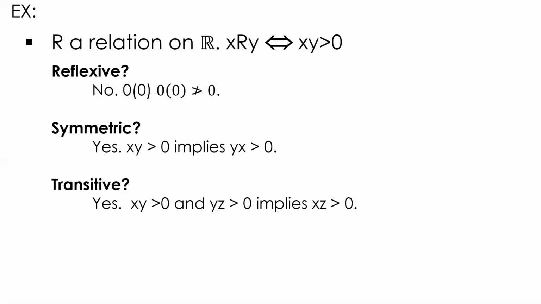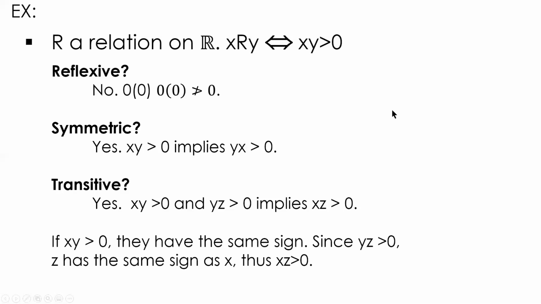Transitive. This one's a little bit trickier, but it's also true. If x is related to y, so if x times y is positive, and y times z is positive, then x times z is positive. For the product of two numbers to be positive, they have to be both negative or both positive, so they have to have the same sign. So if x and y have the same sign, then z has the same sign as y, which means x and z have the same sign. So therefore xz is positive.